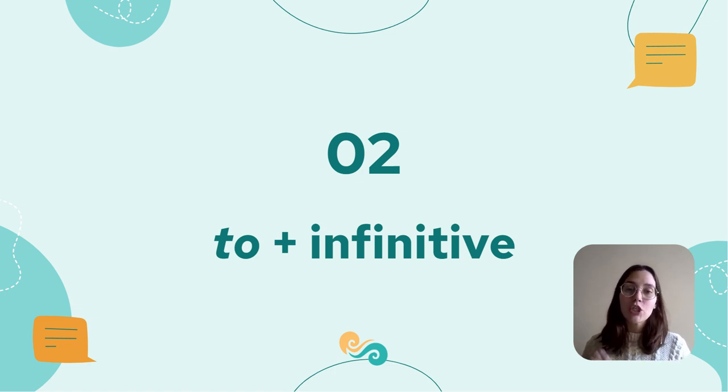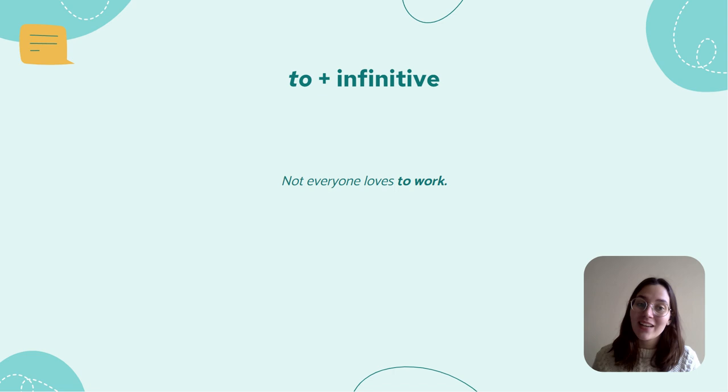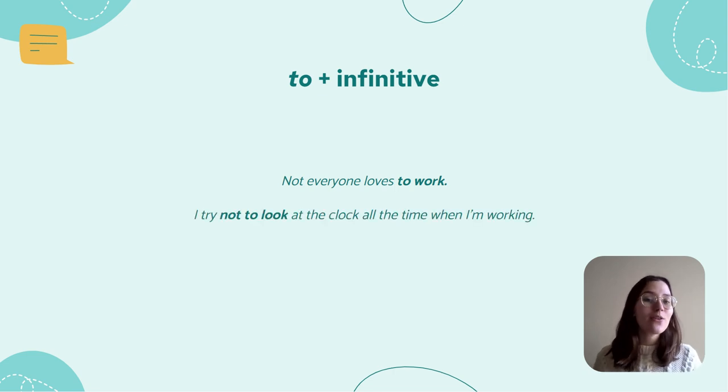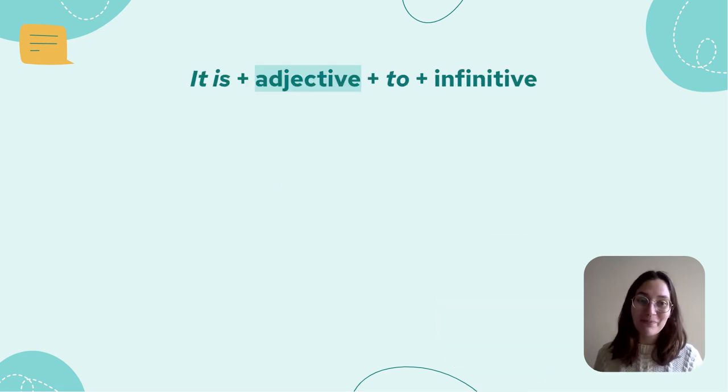Now, let's talk about the to infinitive. As you know, the to infinitive means that I'm going to put the verb after the preposition, in this case, to. Or the particle, I'd say. No, not everyone loves to work. Yes, I know, the same verb we just mentioned a moment ago that would be followed by the ing. I know some verbs work this way. I try not to look at the clock all the time when I'm working. And then probably the most famous sentence or phrase in the English language, to be or not to be, where we find to. Thank you, Shakespeare.